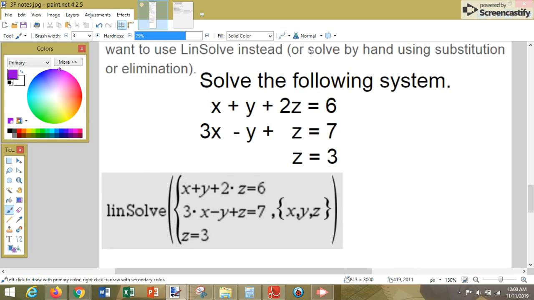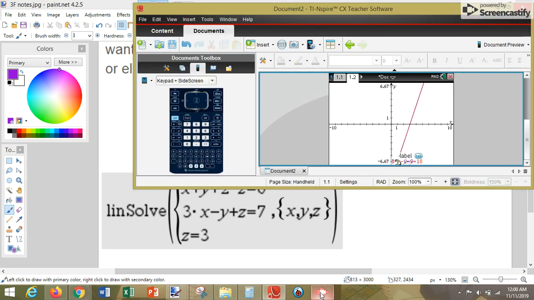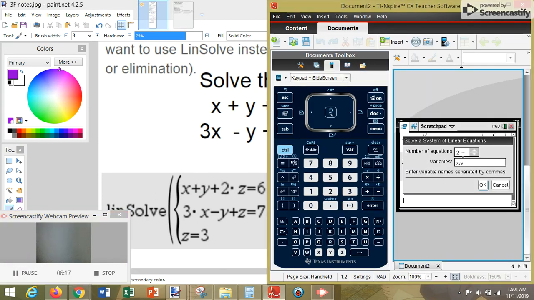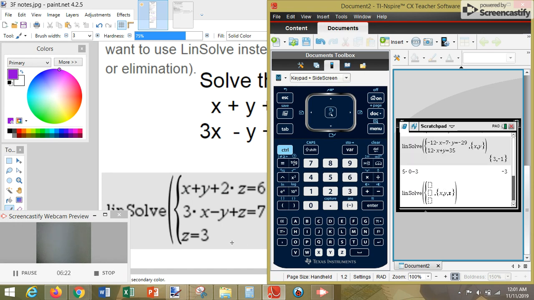For example, solve the following system: x plus y plus 2z equals 6, and 3x minus y plus z equals 7, and z equals 3. We'll go ahead and put this in the calculator. So press menu 3, 2. There are 3 equations here, so we're going to put 3. Press OK. Type in the first equation in the first box, second equation in the second box, the third equation in the third box. Once you're finished with that, you double check everything's correct, you press enter.